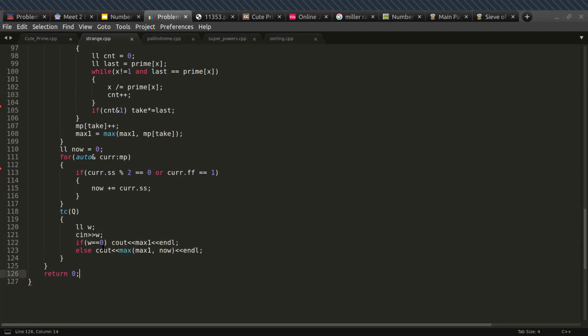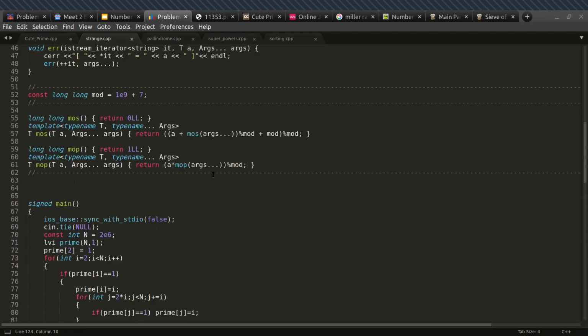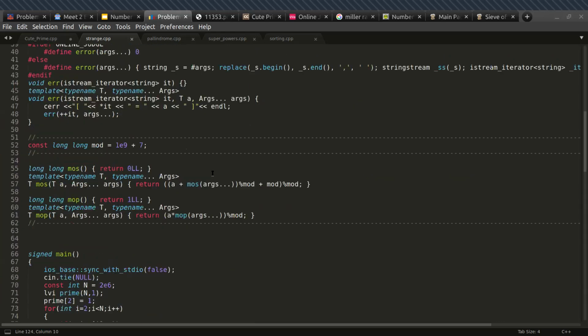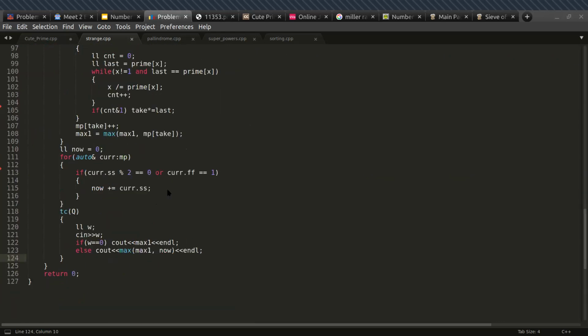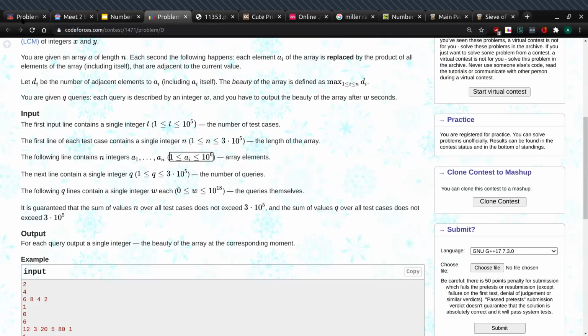So if w is the first thing, I just output max 1, and else I output the maximum of the original thing and the current new thing that I have. Yeah, so I guess no doubts here. Moving on to the last problem.